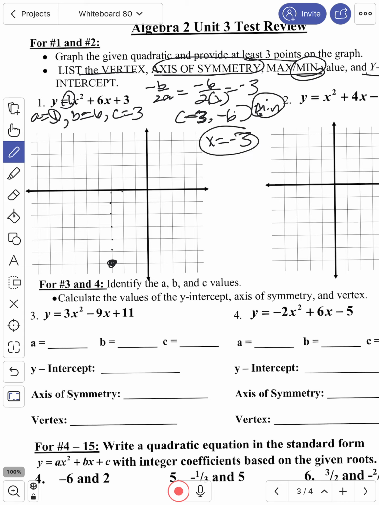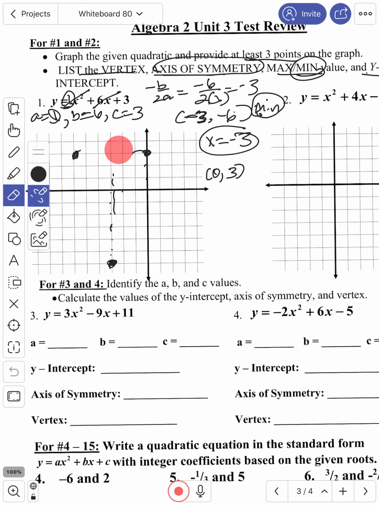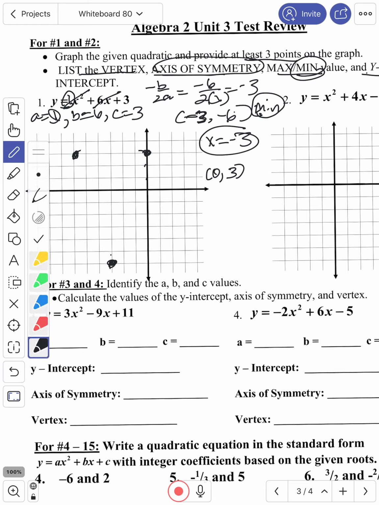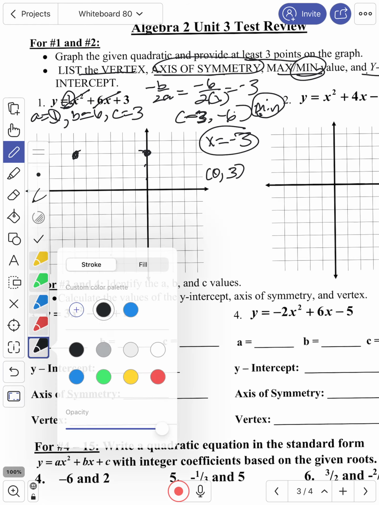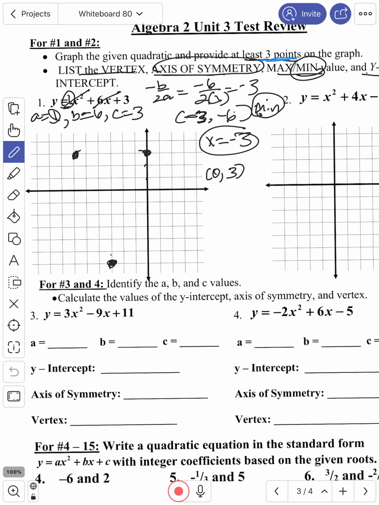Here's my axis of symmetry, and now to find the y-intercept, you fill in 0 for x. And so when you fill in 0 for x in standard form, these x's just go away, 6 times 0 and 0 squared. So my y-intercept is 0, 3. Now we know this is the axis of symmetry, and so if there's a point over here, you know there's a point over here. You don't have to draw all that stuff on there, I was just laying it out for you. Okay, so now I have my 3 points that was asked for, at least 3 points. And so I've done everything, and here's my picture of my parabola.